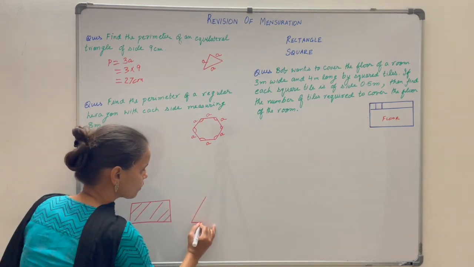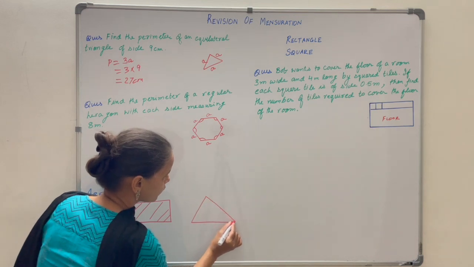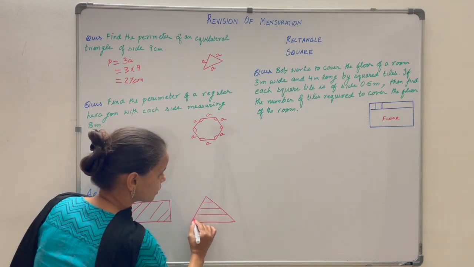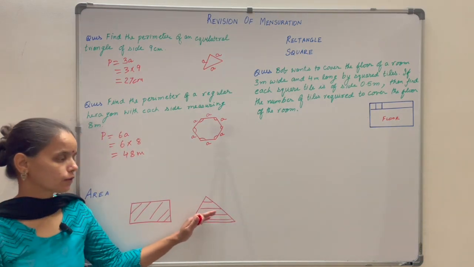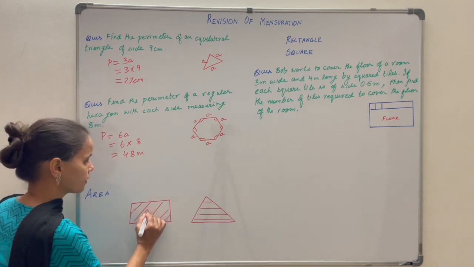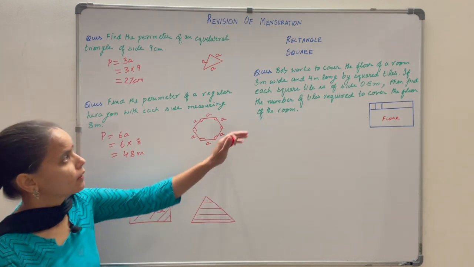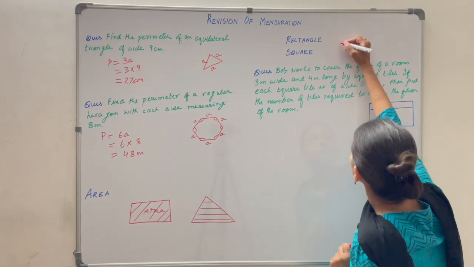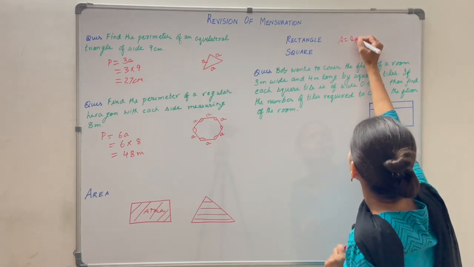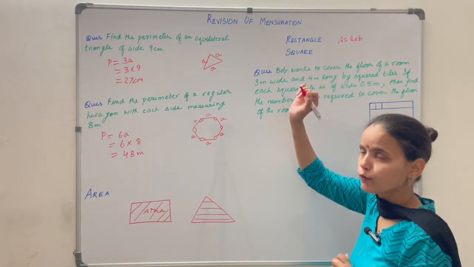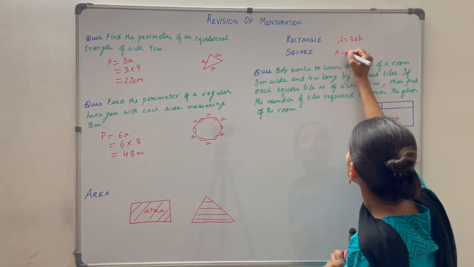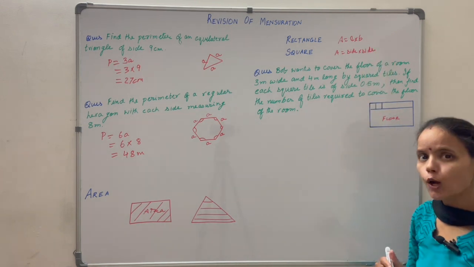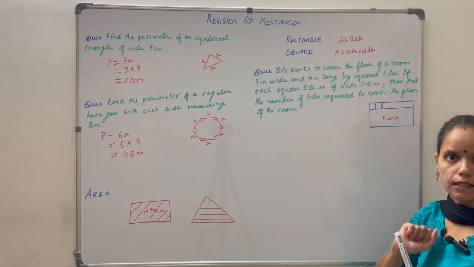If I draw one more closed shape, so what is the area for this triangle? It is the region enclosed by the boundary. So this is the region enclosed by the boundary. So that is called the area. This is the area. Now rectangle. What is the area formula for a rectangle? Length into breadth. And the area formula for a square is side into side. Now let us see the application of these two formulas here.